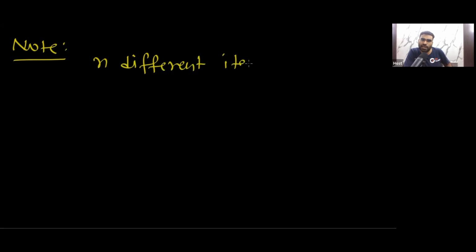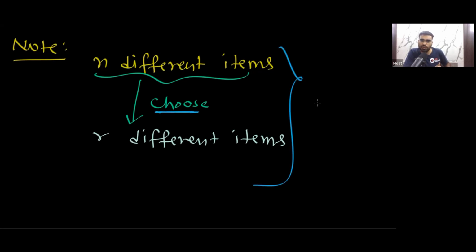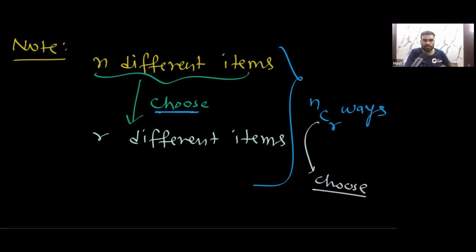Let me tell you, this concept you might already know. If you have n different items, and from these n different items you want to choose r different items, then you can do this in nCr ways. Here C basically means choose. So from n you can choose r. Is this clear? Very simple.